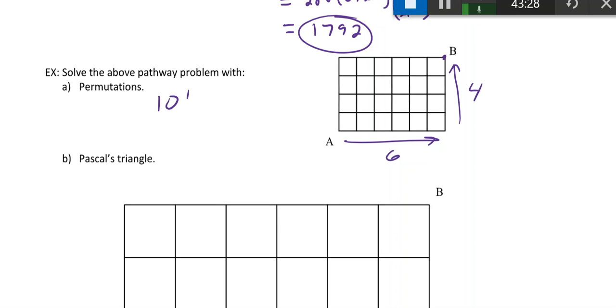So we'd say there's 10 factorial over, and then the repeats, right? So the 6's all are repeats, so that'd be 6 factorial and then 4 factorial. So if we do that, we end up getting 210. So 210 different paths through this thing.